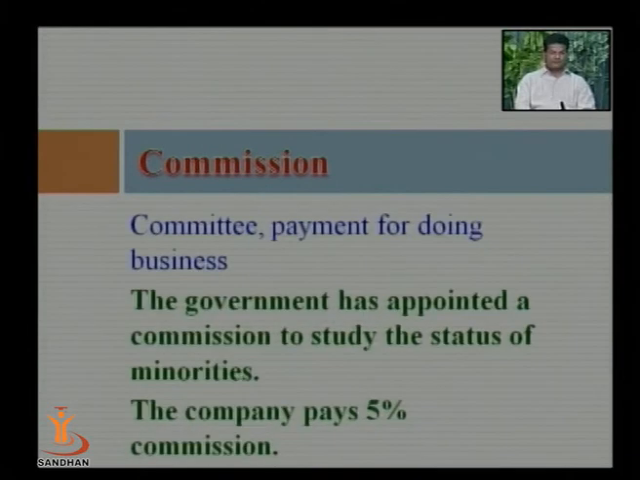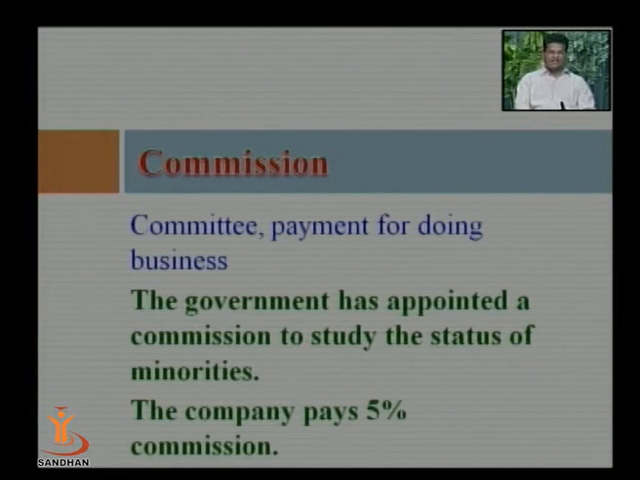So here commission means a committee. The government has set a committee, we often heard. Payment for doing business means commission. The government has appointed a commission to study the status of minorities. Now here commission is a kind of committee, and the committee has been appointed by the government to study the status of minorities.